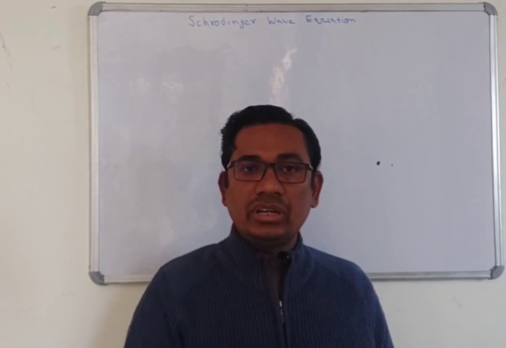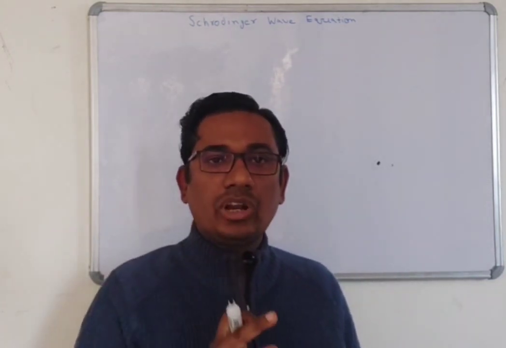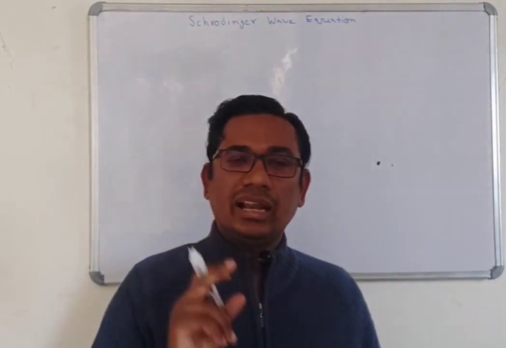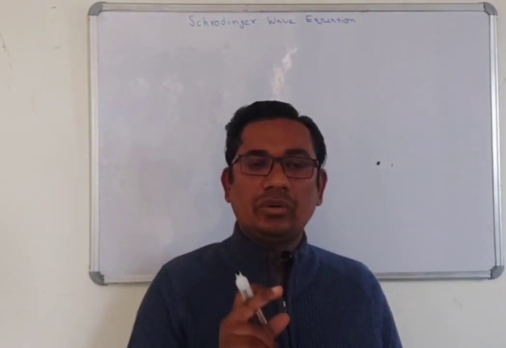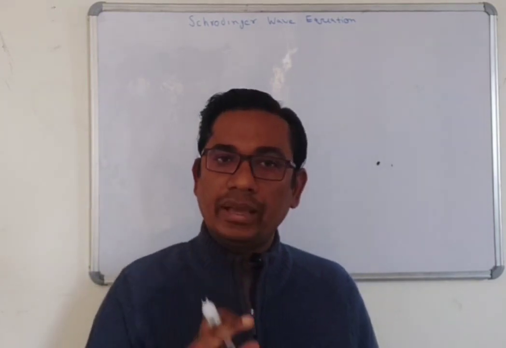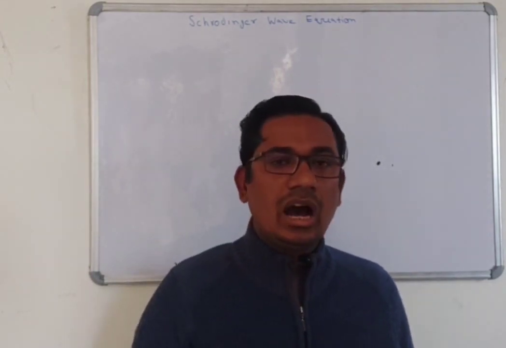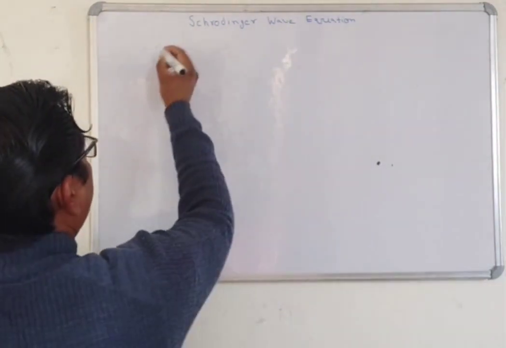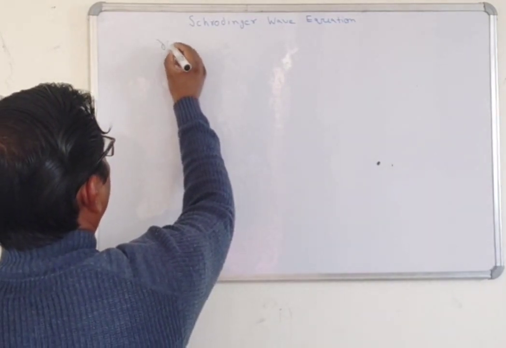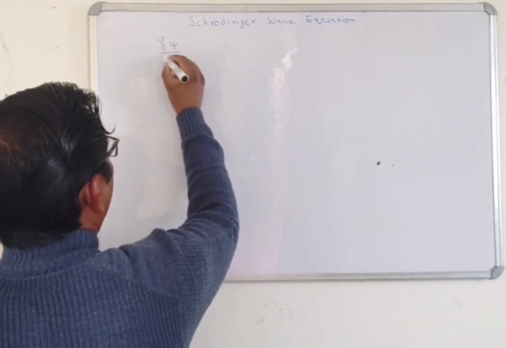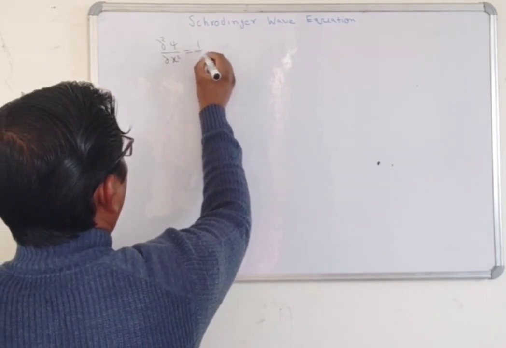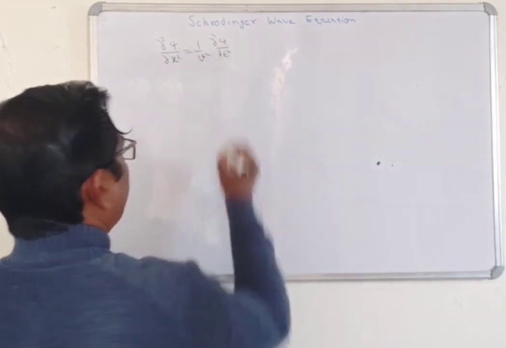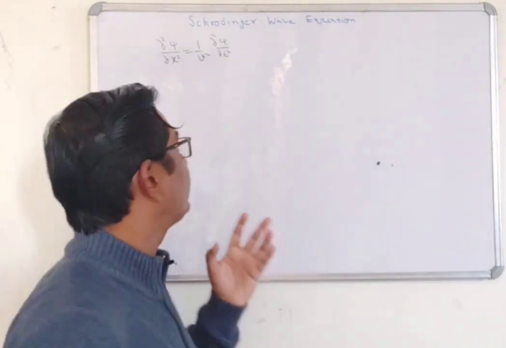The Schrodinger wave equation is the fundamental equation of quantum mechanics in the same sense that the second law of motion is the fundamental equation of Newtonian mechanics. All of you know that the traveling wave equation can be written as d square psi by dx square is equal to 1 upon v square d square psi by dt square, which we have already discussed in a previous lecture.